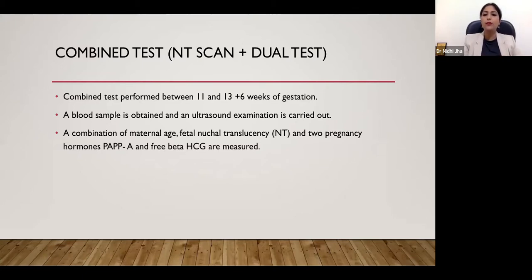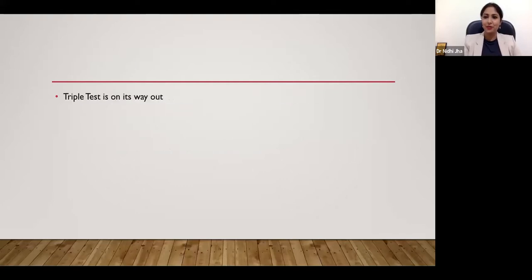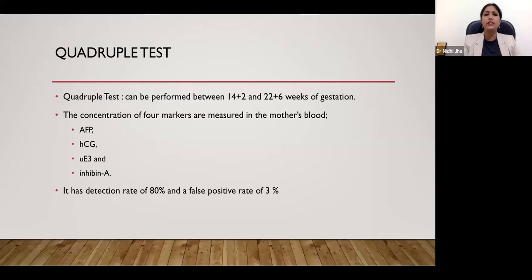The combined test is performed between 11 and 13 weeks of gestation. A blood sample is obtained and an ultrasound examination is carried out. A combination of maternal age, fetal nuchal translucency, and two pregnancy hormones, which are PAPP-A and free beta hCG, are measured. About these, Dr. Poonam has already explained to you. The triple test is on its way out. It is disfavored these days.